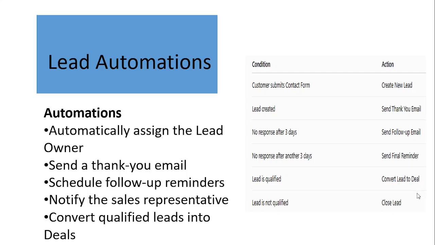Once the customer confirms they're interested and meet your qualification criteria, simply change the lead status to opportunity. This can automatically create a deal, allowing the sales team to continue through the pipeline without re-entering any information. Automations save time, improve consistency, and ensure potential customers are not forgotten.